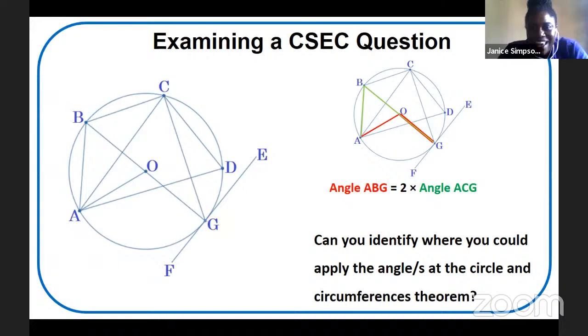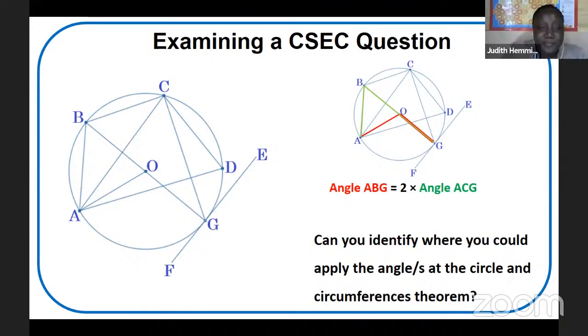So we see angle AOG is twice the size of angle ABG. And the other, ACG, is going to be half the size of angle AOG. So AOG is twice ACG, and AOG is twice the size of angle ABG. Just to reiterate, the critical chord is AG, but because the chord is not drawn, we're working with the arc. So we're looking at the arc AG.